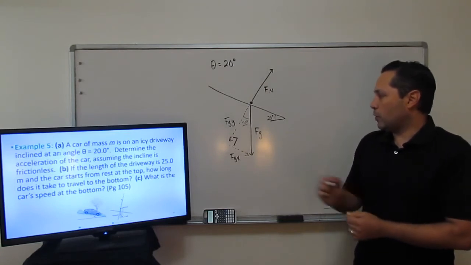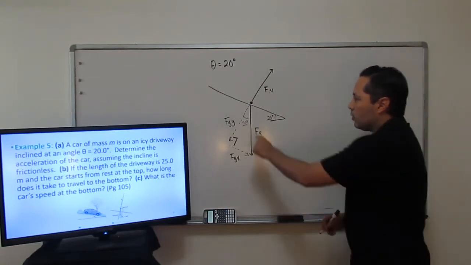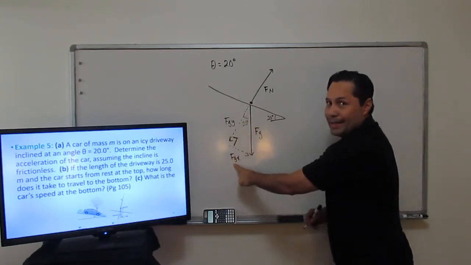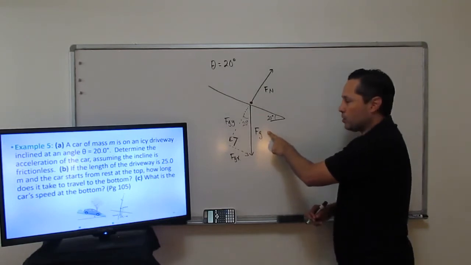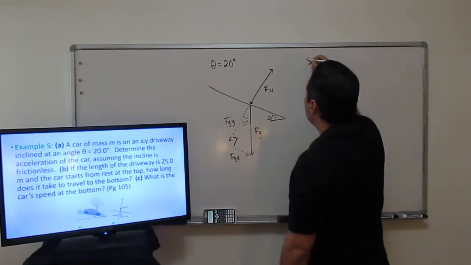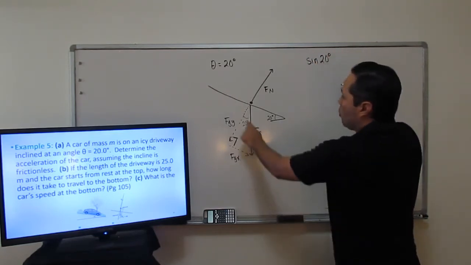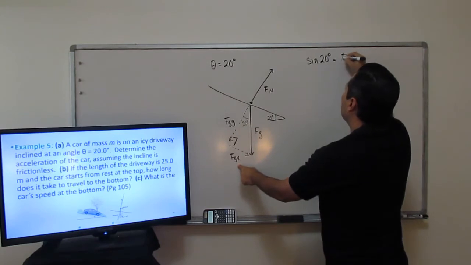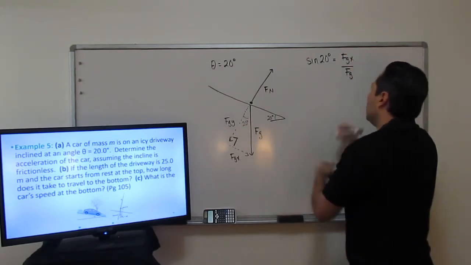Alright, so let's figure out what is the value of force gravity x. Notice how the angle is here. Force gravity on the x-axis is opposite, and force gravity is the hypotenuse. So what do you use? Well, you're going to use sine. So it's going to look like this. Sine of 20 degrees is equal to opposite, force gravity on the x-axis, over the hypotenuse, force gravity.